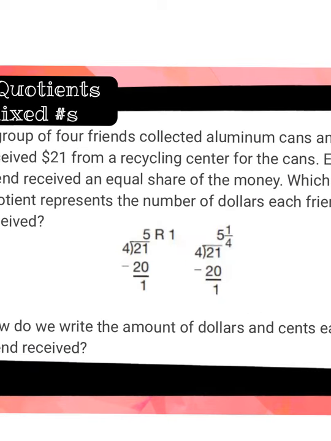Okay, here's our last practice problem for the day. A group of 4 friends collected aluminum cans and received $21 from a recycling center for the cans. Each friend received an equal share of the money. Which quotient represents the number of dollars each friend received? So I have 2 problems. Okay, I take $21 divided by 4. Can a friend receive $5 remainder $1? No. Or can they get 5 1/4?